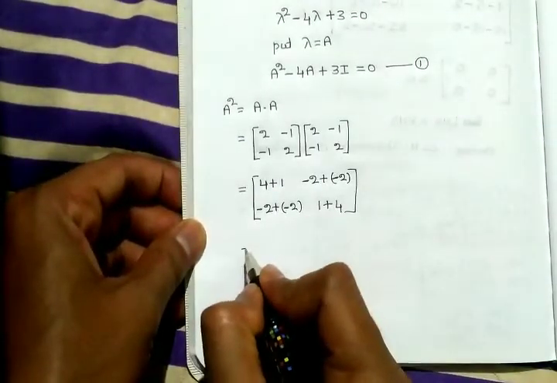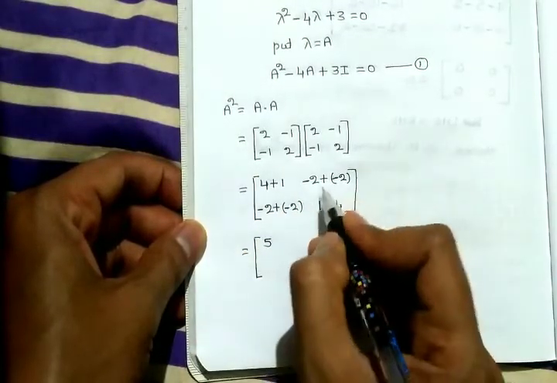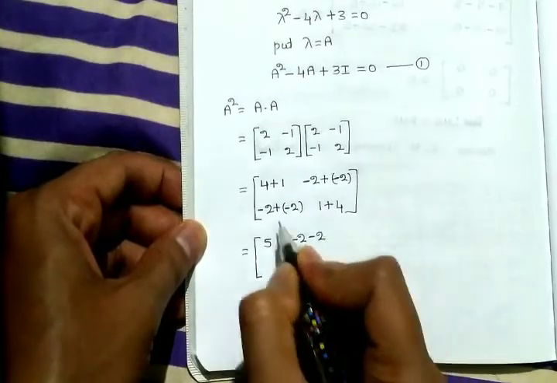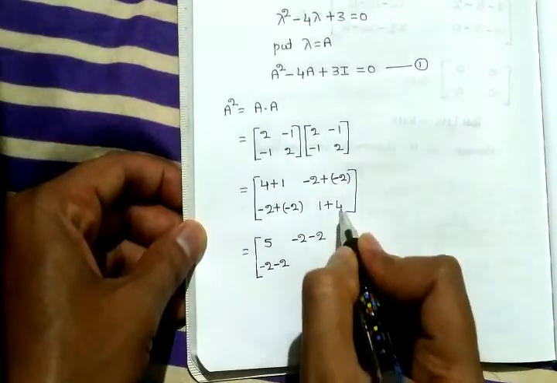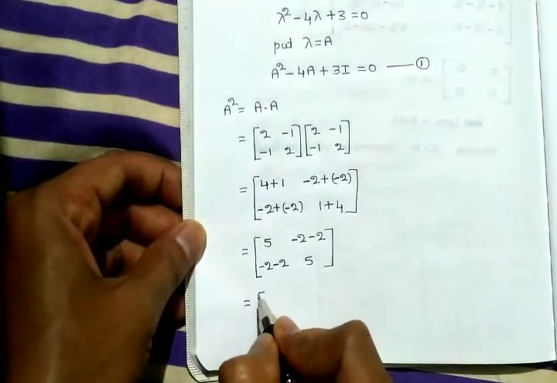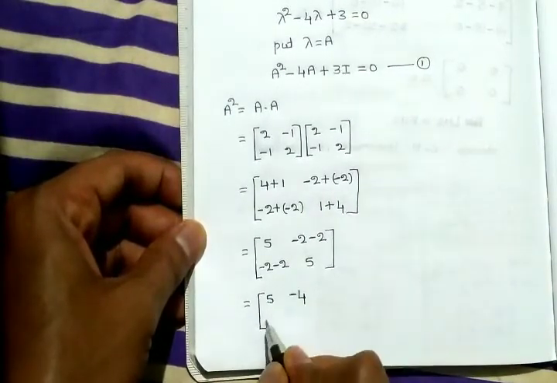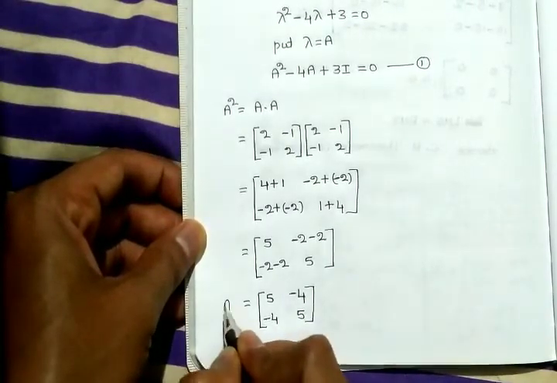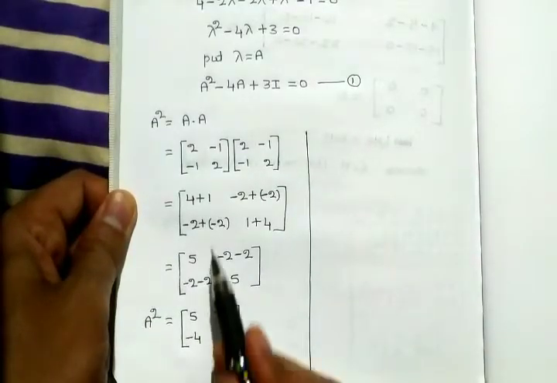So this equals 4 plus 1, 5; here minus 2, plus into minus is minus 2; here minus 2, plus into minus is minus 2; 1 plus 4 is 5. Therefore, A square value is 5, minus 4, minus 4, and 5. So this is the value of A square. This is the regular method.